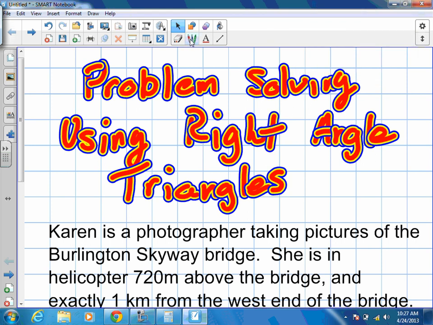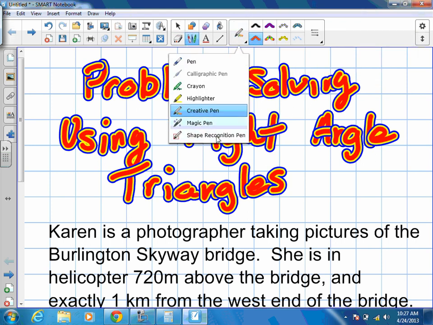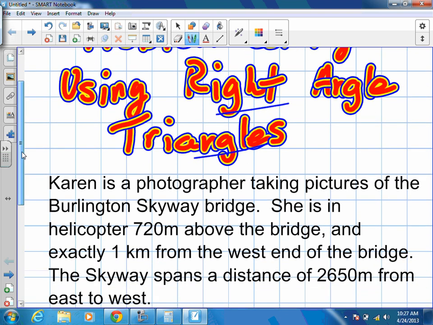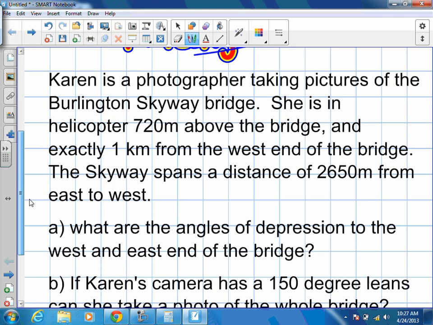We're going to go over problem solving using specifically right angle triangles, okay? Mainly because up to this point we've only learned the rules with right angle triangles. So we're going to have to create this situation here.